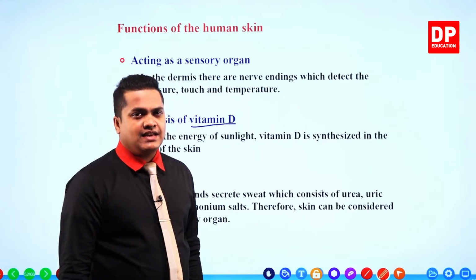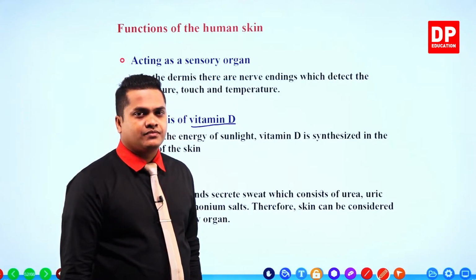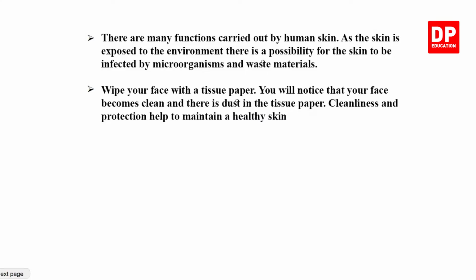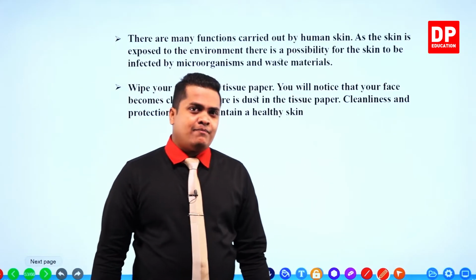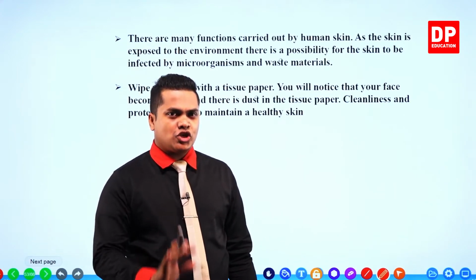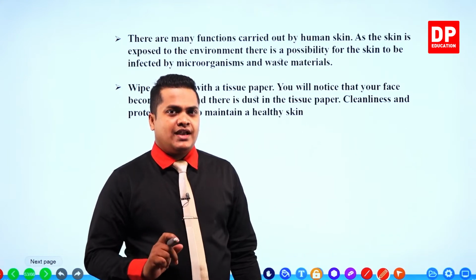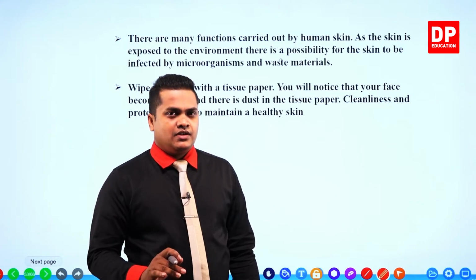So skin is acting as an excretory organ as well. Okay, right then. So there are many functions carried out by human skin. As the skin is exposed to the environment, there is a possibility for the skin to be infected by microorganisms and waste materials. There is a greater chance that our skin may come into contact with microorganisms, right?